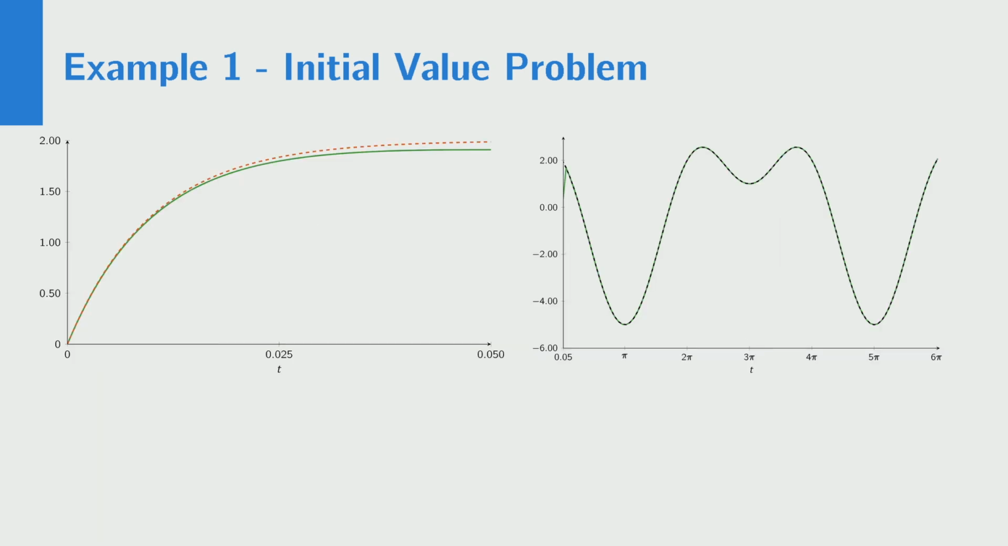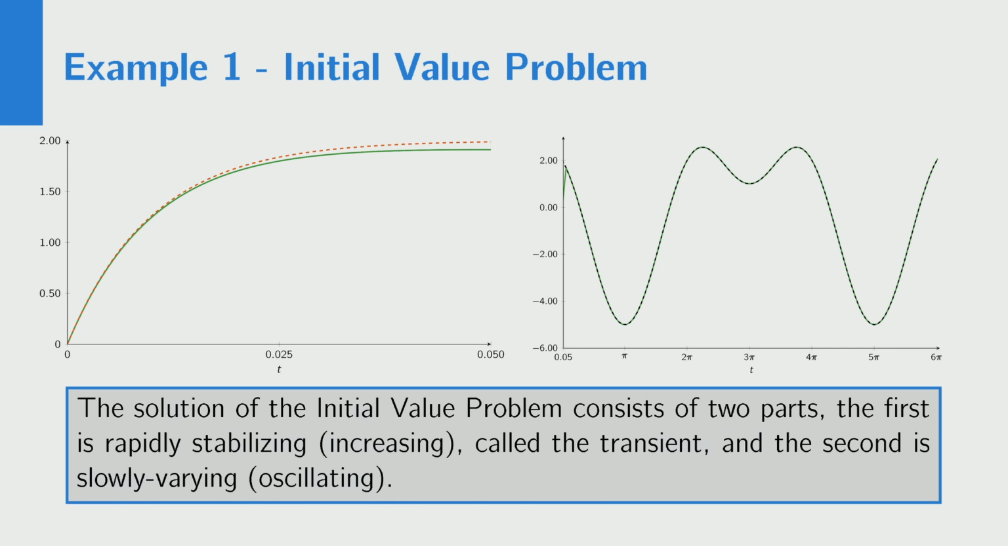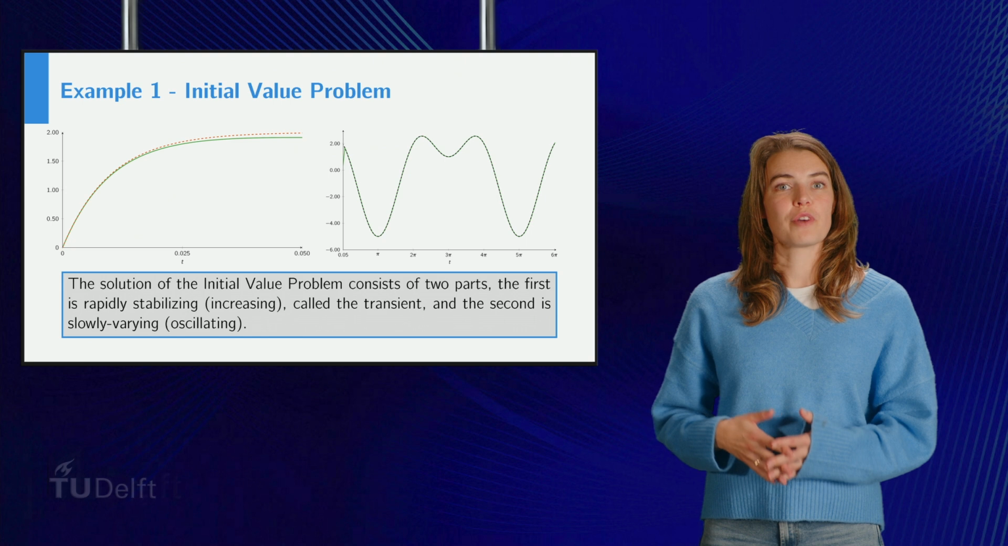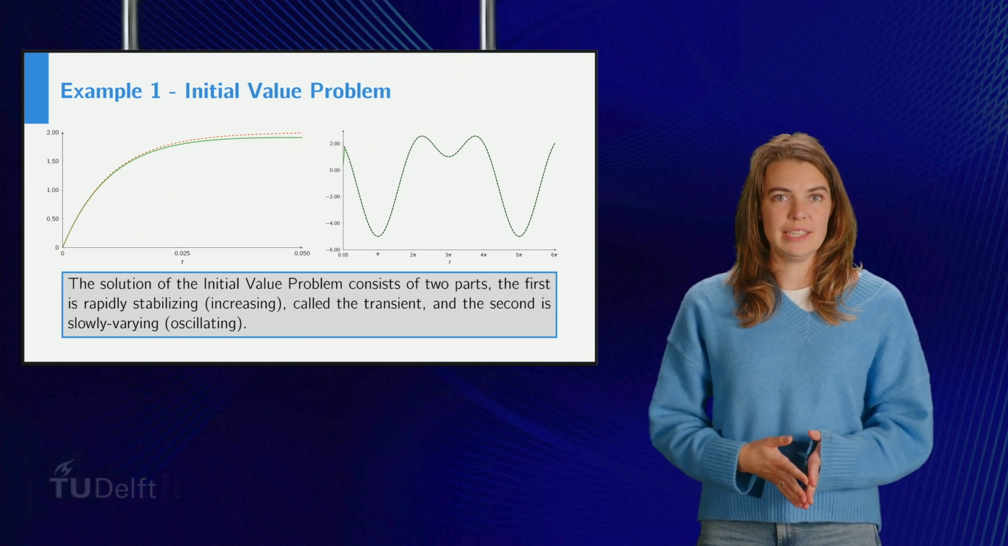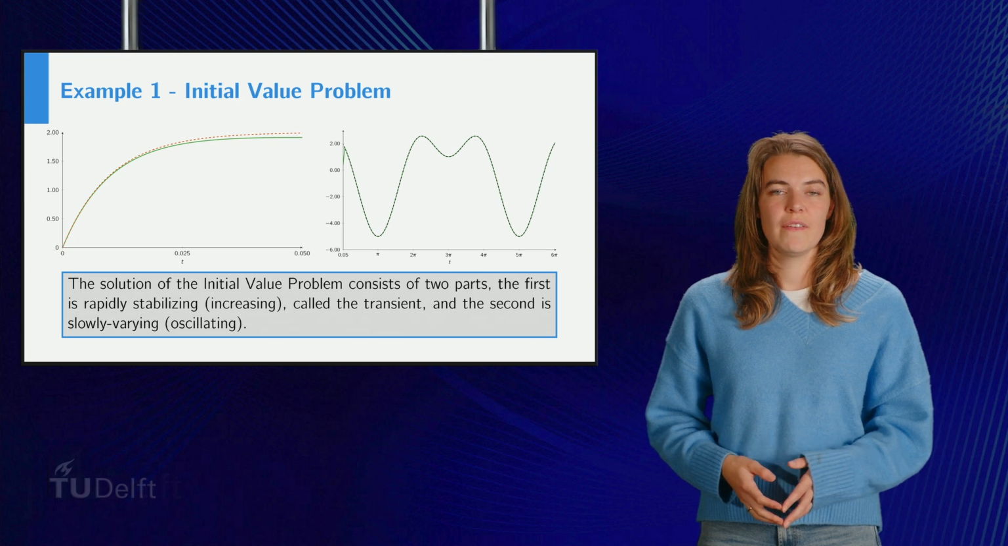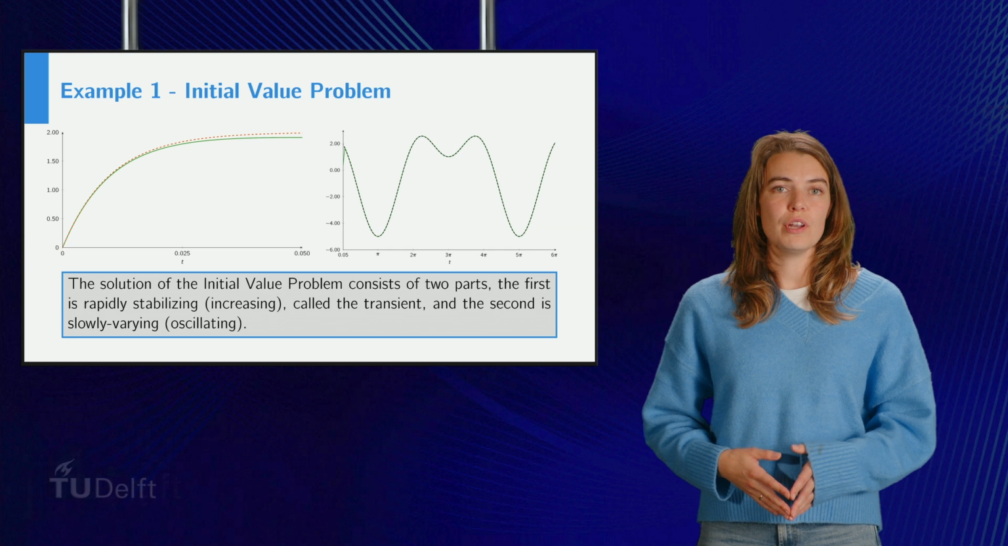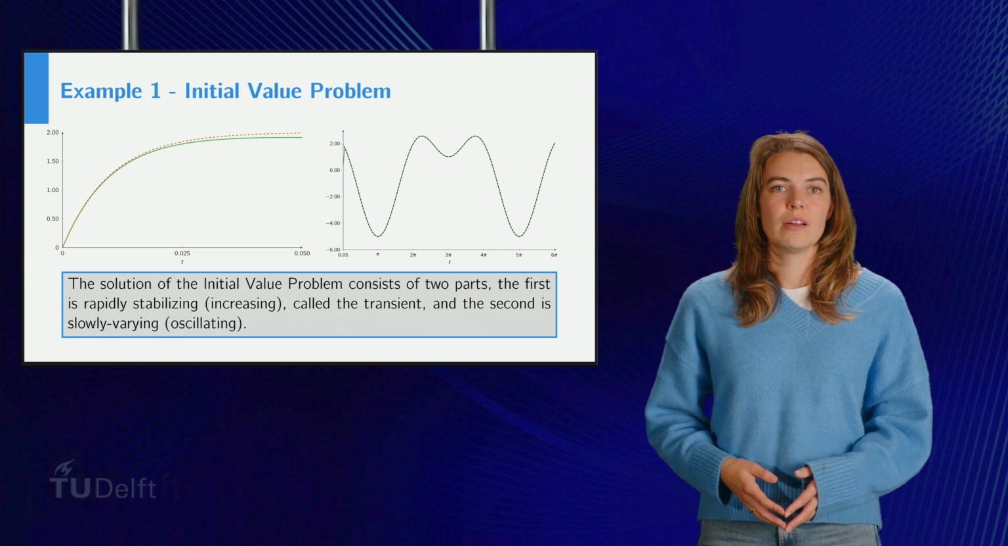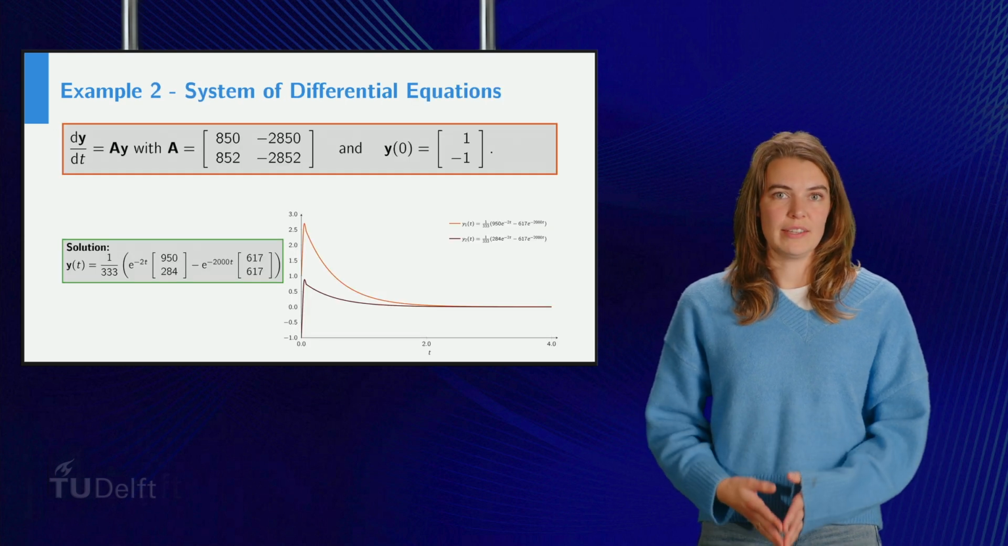We see here both images that show the just encountered behavior in the beginning of the solution and later on. We see that the solution contains two parts, a rapidly increasing or rapidly stabilizing part. This is called the transient. The second part is oscillating, also called slowly varying. We will show you a second example.